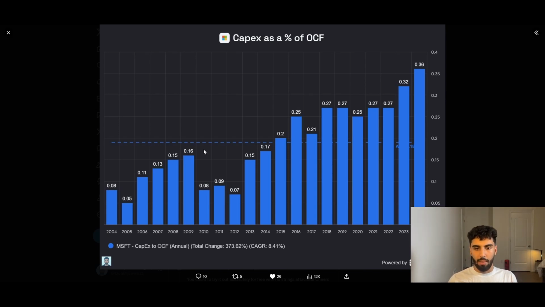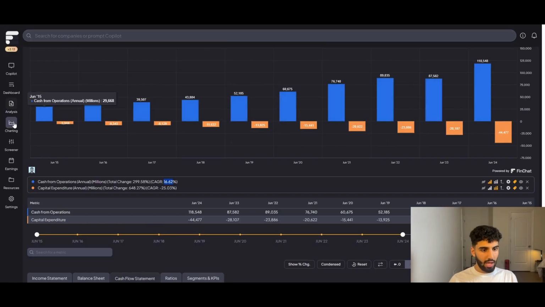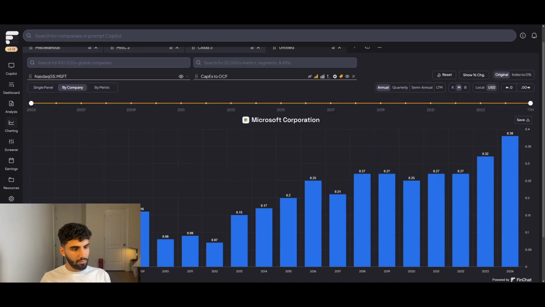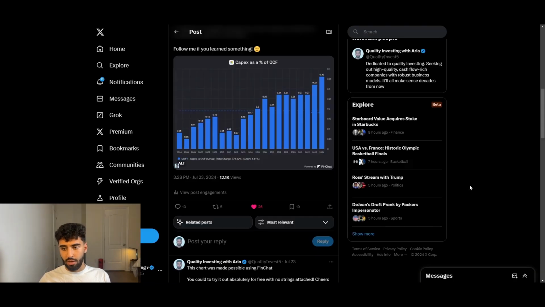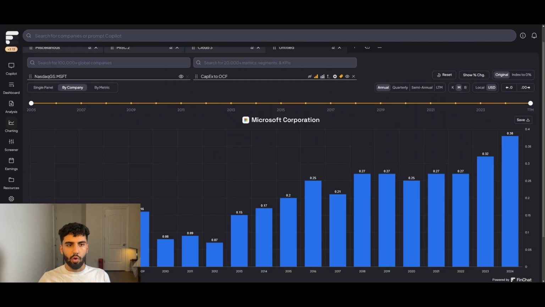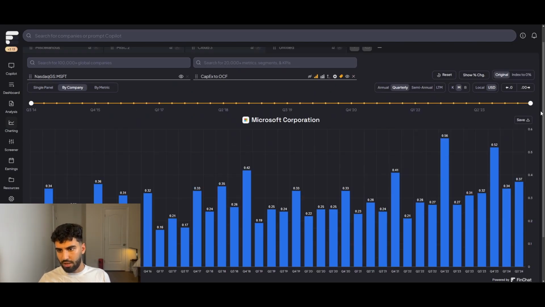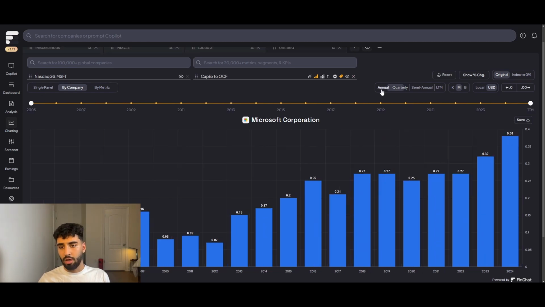So over time, they've started to dump more and more capex into the business, and it sits at an all-time high of 36% today. And we could go back onto Finchat, and I could visualize this as well. We've actually had a quarter. Microsoft reported between whenever I posted this, July 23rd, I think. Microsoft reported, and it actually ticked up slightly, because if we go here, it was at 0.037, replacing a 0.31 quarter from a year ago period. So because of that, Microsoft has actually ticked up slightly for the 2024 fiscal year.